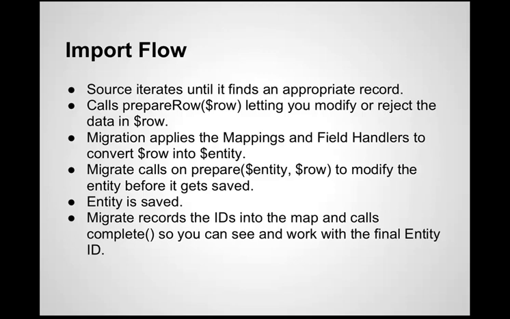And what happens in all of this is Migrate looks through the source and goes through it until it finds a record that it can bring in. And if you've implemented it, it'll start applying the mappings and the field handlers that you have to convert the source row into your entity. It'll then call on prepare row to let you modify or reject any additional data that you have. So that also gets brought in. It'll do a call to prepare, and if you've implemented that function, it'll allow you to modify that entity. At that point, the entity gets saved, and then it calls on the complete function.